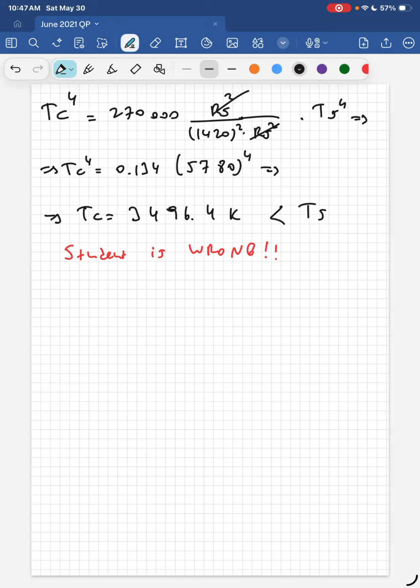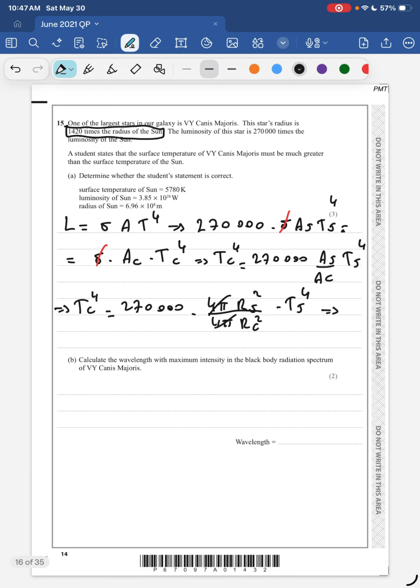Okay. This took longer than I expected, but okay, let's move on. B. Calculate the wavelength with maximum intensity in the blackbody radiation spectrum of VY Canis Majoris. So we're going to use Wien's law. Lambda times the temperature is equal to this constant.